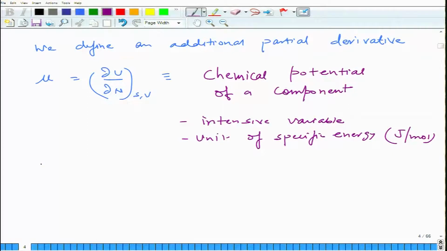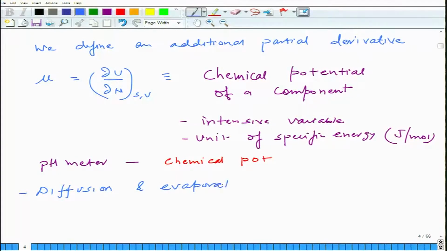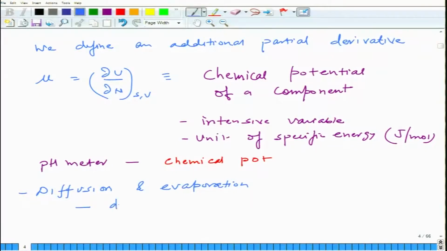For example, pH meter. So what does a pH meter do? It actually measures nothing but chemical potential, okay, not the concentration, this chemical potential. Now similarly, you can also consider examples of diffusion and evaporation. Now what are these particular phenomena driven by? Is it by concentration or is it by chemical potential? Okay. So without deriving these concepts, I am just making the statement that this is basically driven by chemical potential difference.